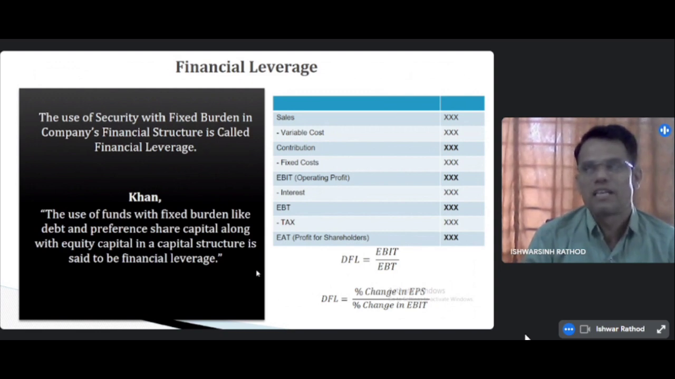First, sales minus variable cost is equal to contribution; minus fixed cost is equal to earning before interest and tax; minus interest is equal to earning before tax; minus tax is equal to earning after tax. How to find out financial leverage? The formula of degree of financial leverage is equal to earning before interest and tax divided by earning before tax.